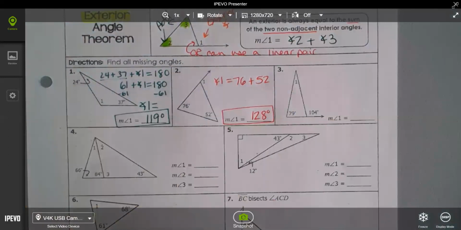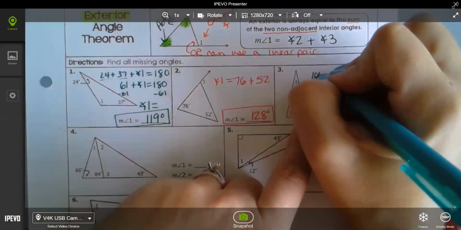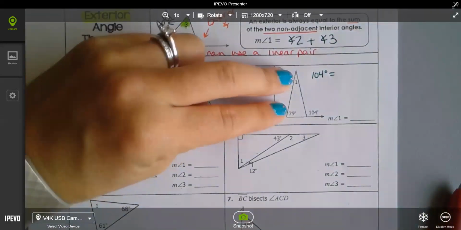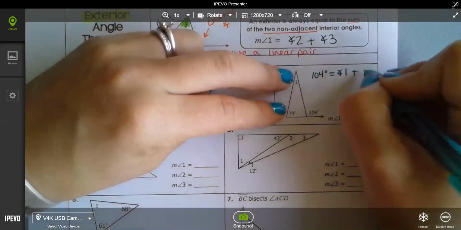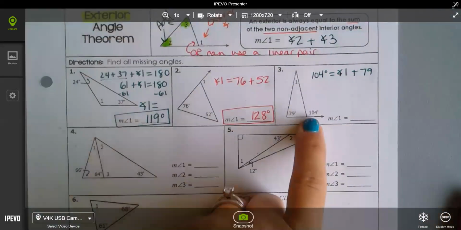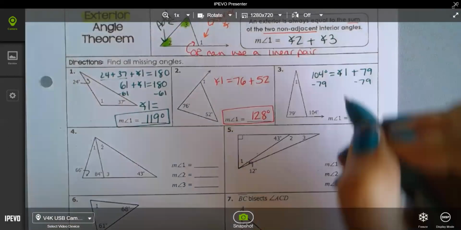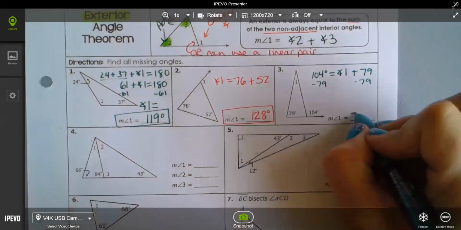All right, number 3, I've got an exterior angle. So I know that that exterior angle, 104, is equal to the addition of my two non-adjacent angles. So that means angle 1 plus 79 is going to total my 104 degrees. So then I can subtract 79 on both sides. 104 minus 79 is 25 degrees.